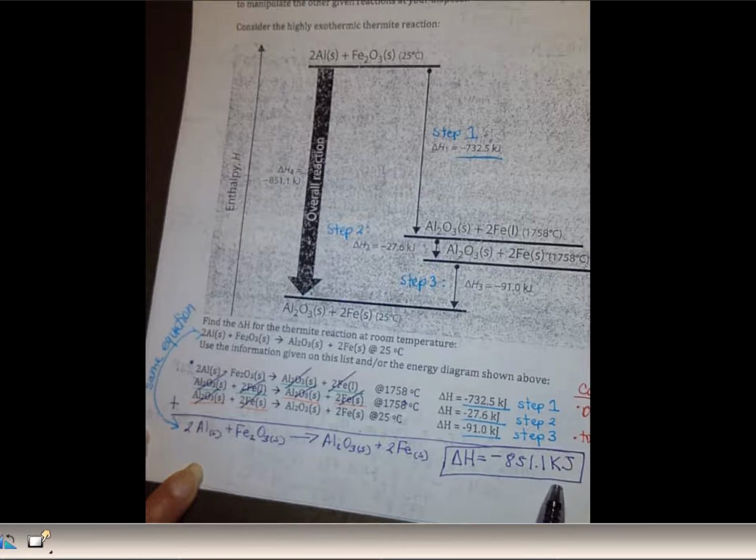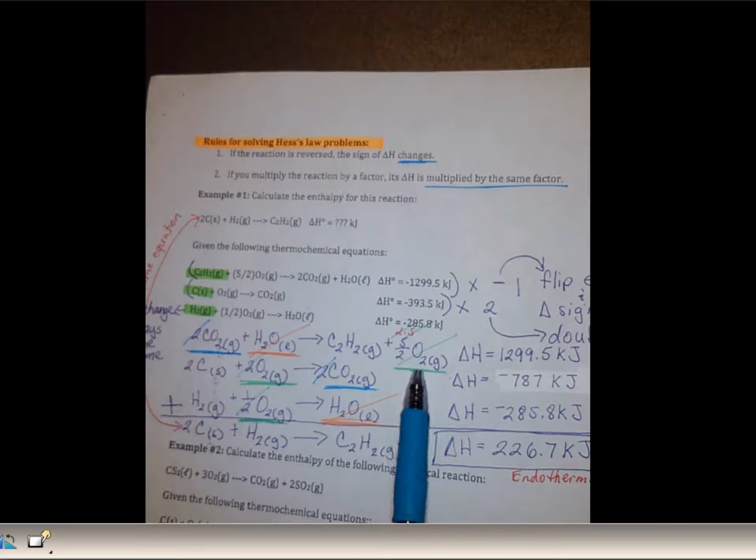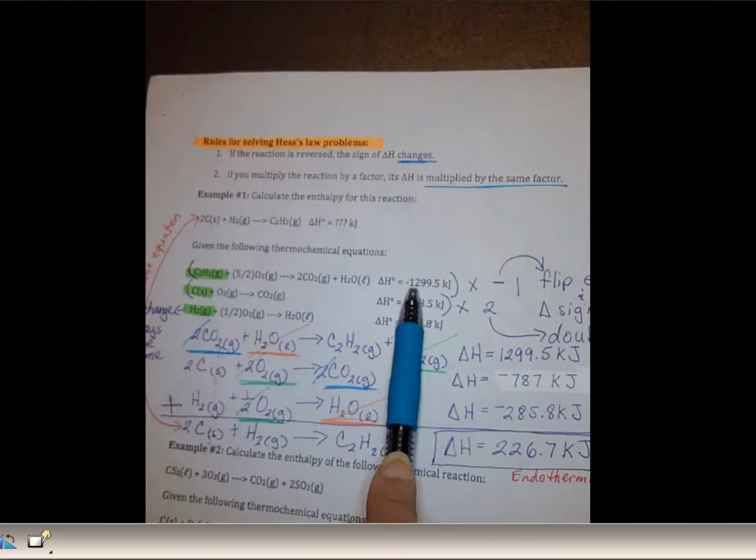So your new equation is 2 moles of carbon dioxide gas plus 1 mole of liquid water produces 1 mole of acetylene gas plus 5.5 moles of oxygen gas. And your change in enthalpy is now a positive 1,299.5 kilojoules. Keep in mind once again that the signs have changed.